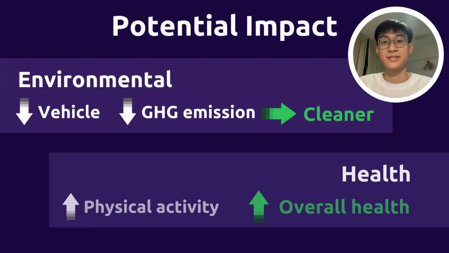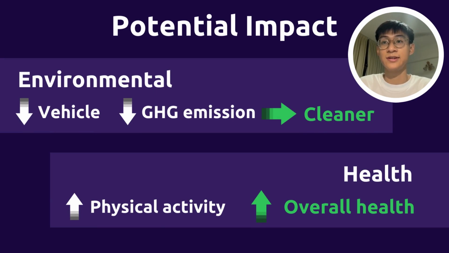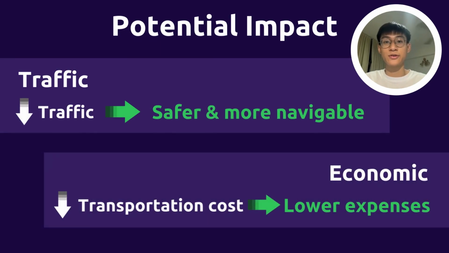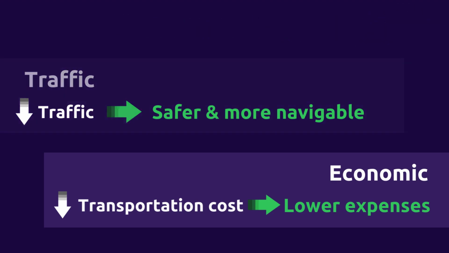Let's talk about the potential impacts. In terms of environment, it allows significant reduction in greenhouse gas emissions due to decreased car usage, which leads to a cleaner environment. It also causes health improvement, as increased physical activities can lead to better overall health. Our project can also reduce traffic congestion, which makes it safer and more navigable to travel within the school compound. Next, it is also economic. With the low transportation costs, it can reduce expenses of the user.